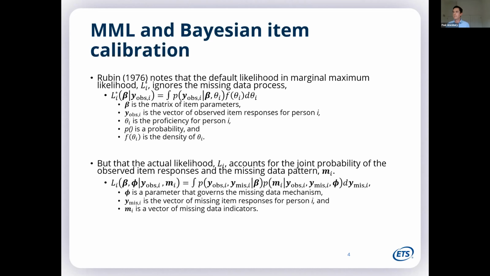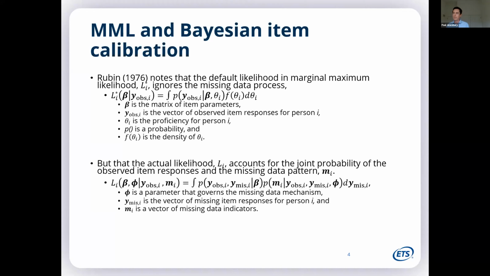The actual likelihood accounts for the joint probability of observed item responses and the missing data pattern. The point from Rubin is that we didn't only observe the item responses, we also observed the missing data pattern. And therefore, the actual likelihood accounts for the joint probability of both. So the actual likelihood could be written like this, where you have the joint likelihood of beta and phi, where phi is a parameter that governs the missing data mechanism, conditional on y obs and the missing data pattern.